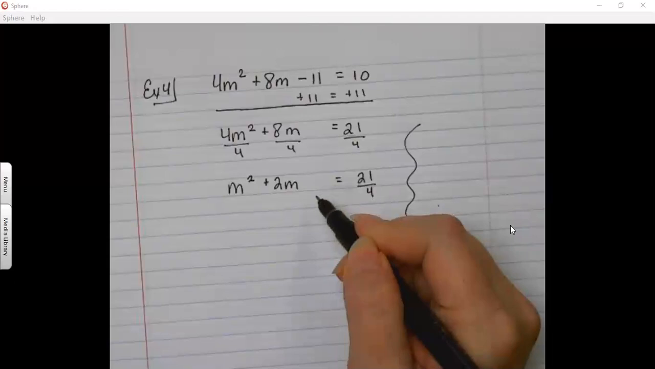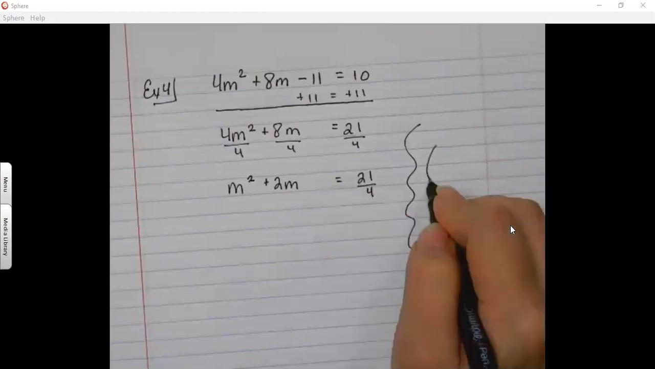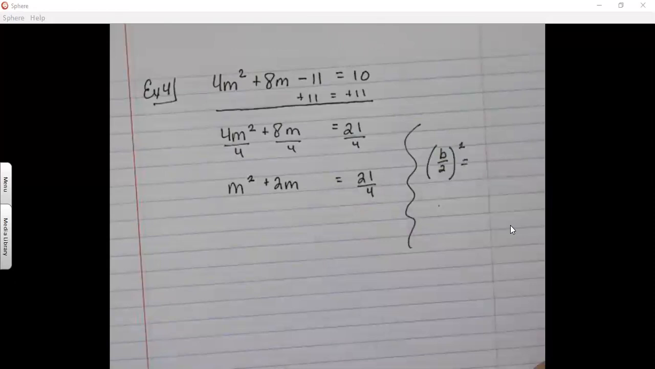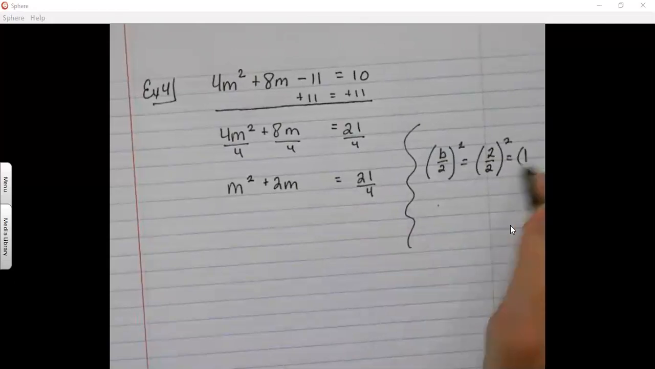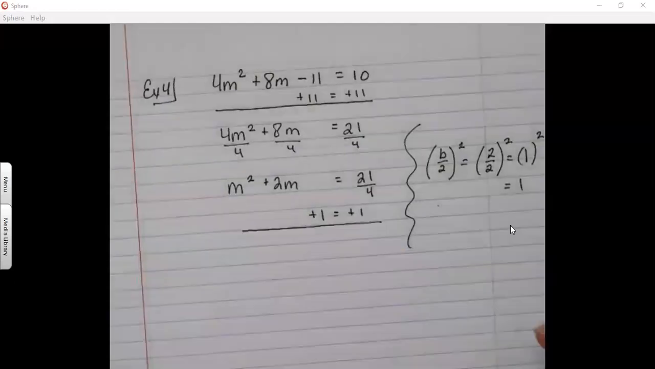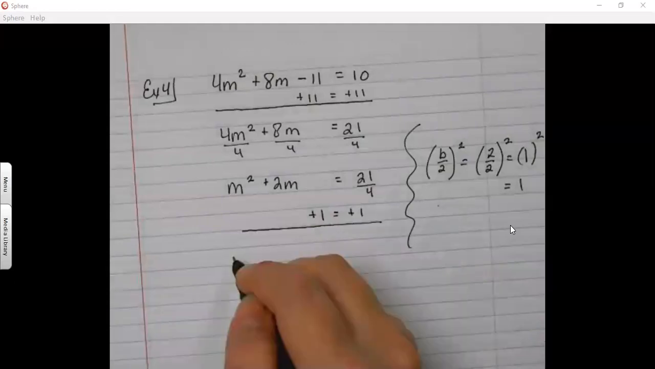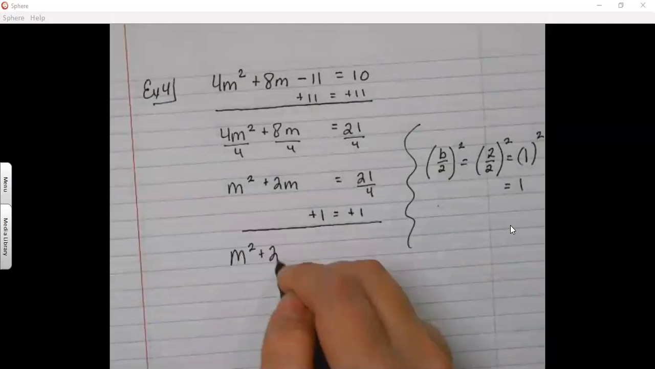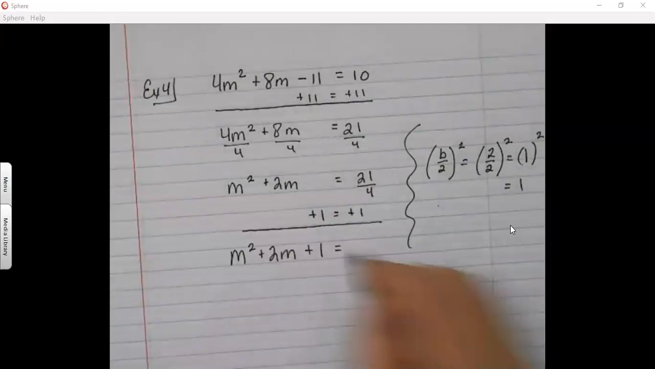To figure out that number, you do b divided by 2, quantity squared. What is b in this case? Positive 2. So positive 2 divided by 2 is 1. And what's 1 squared? 1. So I have to add 1 to both sides of the equation. On the left side, I have m squared plus 2m plus 1 equals 1 plus 21/4.